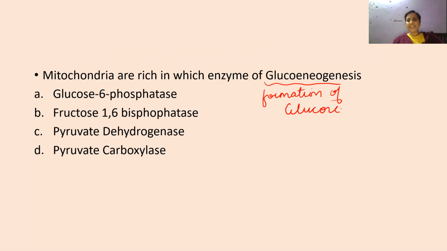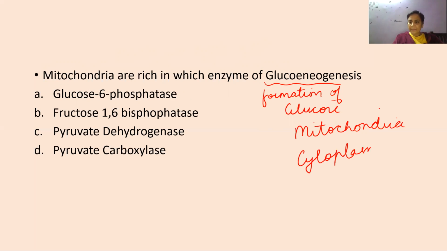But it is also a reciprocal of glycolysis. So the three steps which are irreversible in glycolysis are made reversible in gluconeogenesis. Now, if you look at the enzymes, this gluconeogenesis occurs in two organelles, mitochondria and cytoplasm. Right. So if we look at the enzymes, the first reaction takes place in the mitochondria. After that, it continues in the cytoplasm.